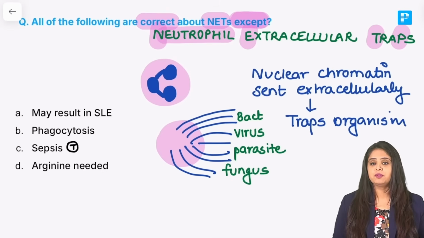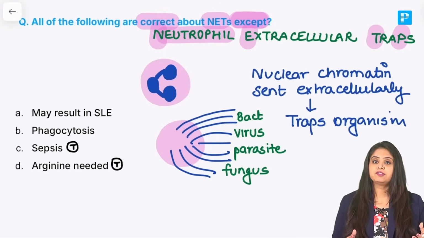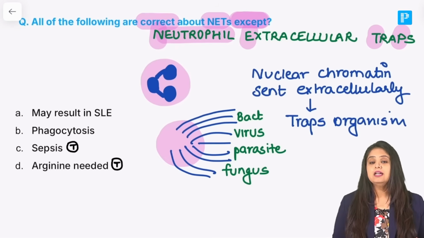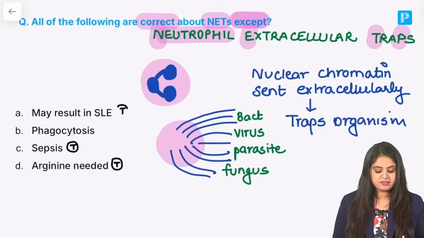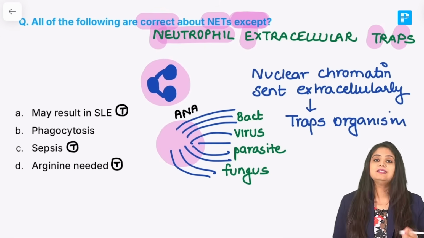Yes, it is useful. Secondly, which is the amino acid that is needed for this nucleus to disintegrate and go extracellularly? Arginine is needed. Now, while this is a very useful technique, can it have certain side effects? Yes, and that is SLE. Because at the end of the day, it is the nucleus which is going outside. So if the nuclear antigen is going out, my body starts making anti-nuclear antibody in certain cases, and that can result, of course, in SLE.